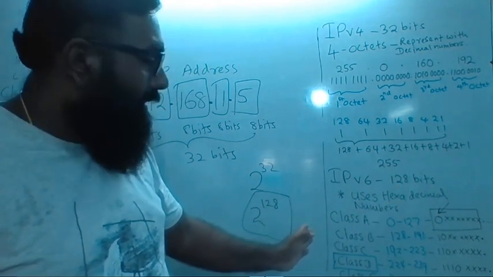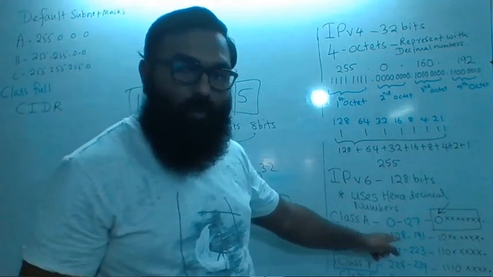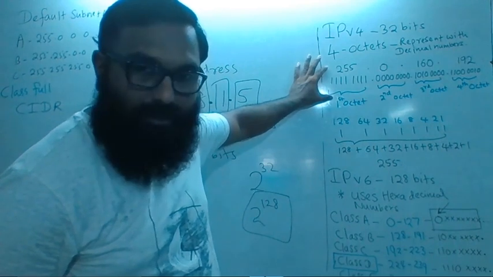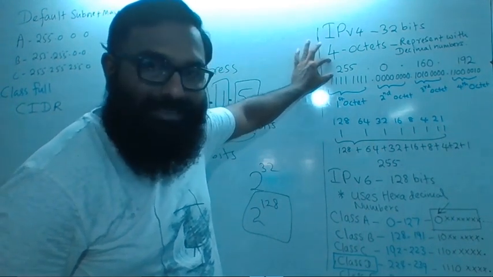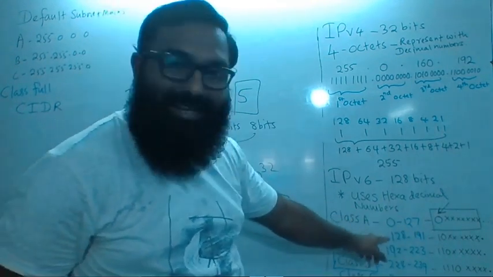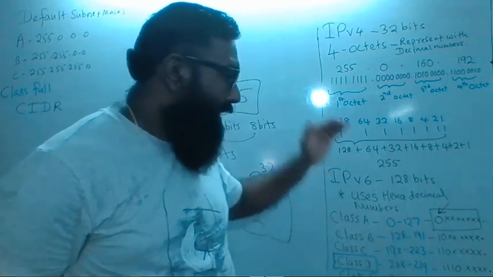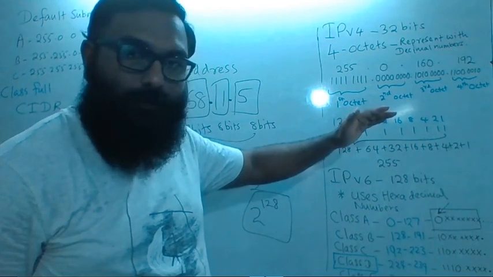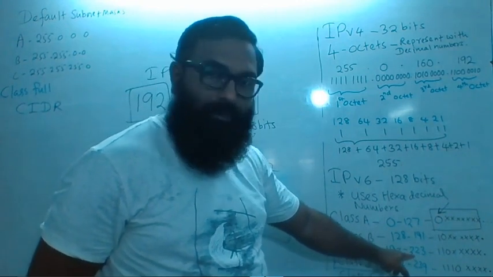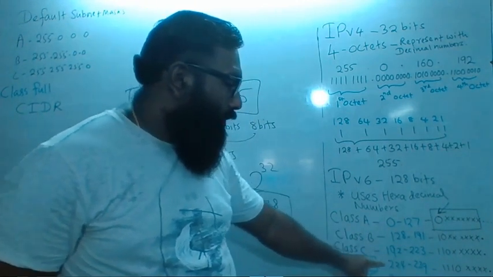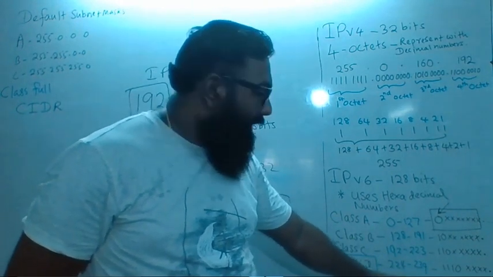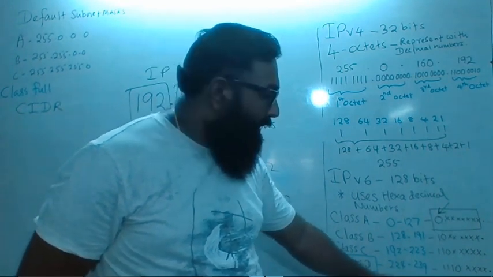When you consider class B, that is 128 to 191. We are considering only the first octet. The decimal numbers from 0 to 127 are class A. From 128 to 191 is class B. Class C is 192 to 223. Class D is 224 to 239. Class E is 240 to 255.